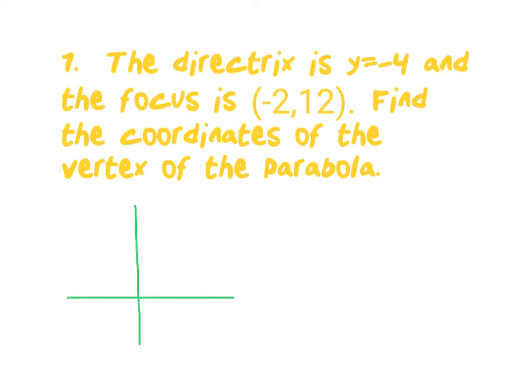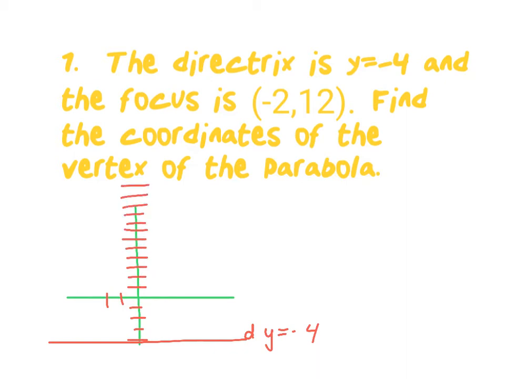And of course, you're going to put it on axes. You're not going to make a sketch without axes. So I'm going to go down −4, 1, 2, 3, 4. Okay, and there's my line. Let's get it labeled D for directrix and y = −4. Then I'm going to plot that point (−2, 12), 1, 2, and count it out. We'll put an F there for focus, and that's (−2, 12).